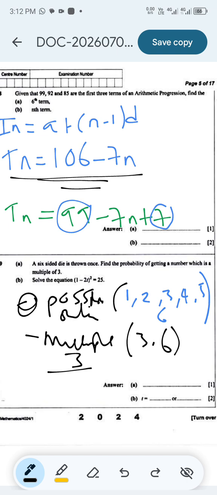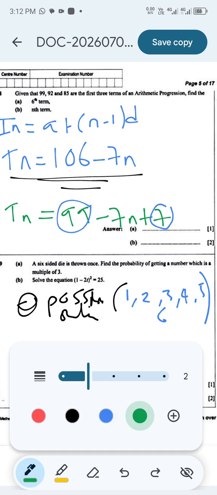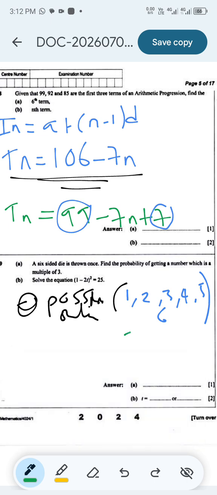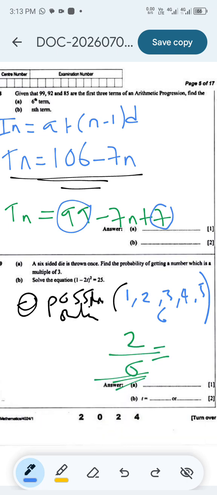And then if we throw it, the probability of finding a multiple of 3 or falling on the sides of 3 and 6 are only 2. These are the only 2 possible ways. So it's 2 out of 6 outcomes, and this is basically the probability that they wanted. But of course in mathematics you are always advised to simplify to the simplest form. So this is going to be 1 over 3.